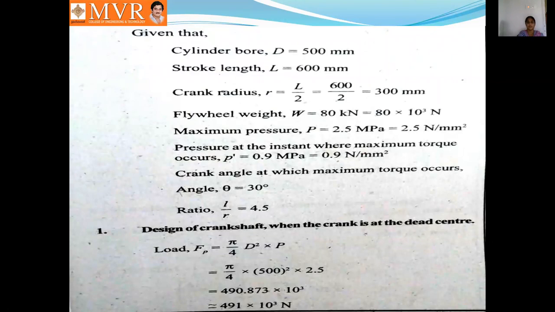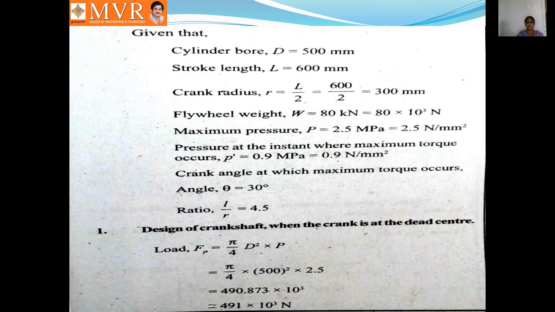Write down the given data. They have given the cylinder bore D and length L. We find the crank radius R is equal to L by 2. Flywheel weight, pressure, and also the pressure at maximum torque, P dash is equal to 0.9. Next, crank angle at maximum torque, theta is equal to 30 degrees. Ratio L by R is equal to 4.5. Okay, we find the design of the crankshaft when the crank is at dead center.